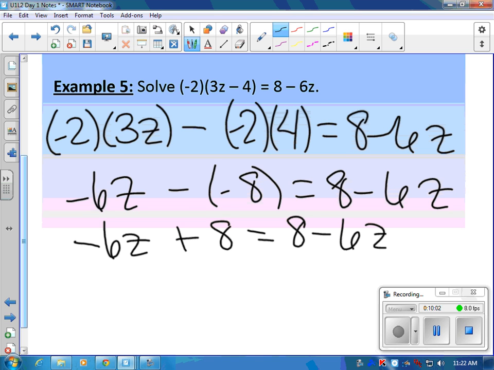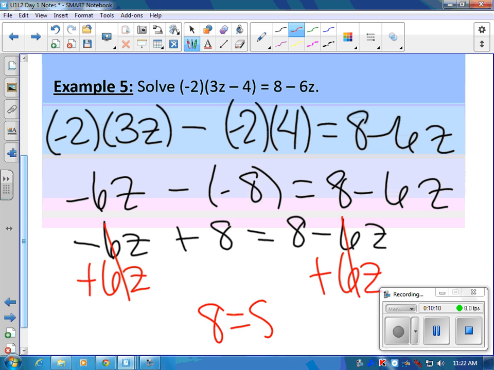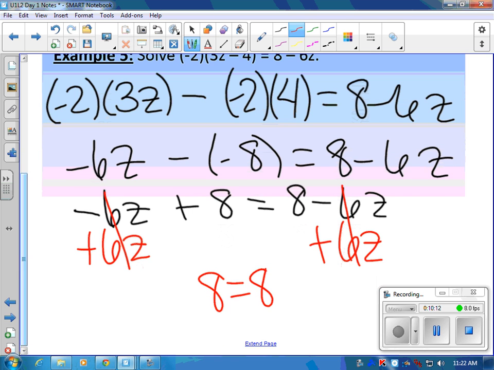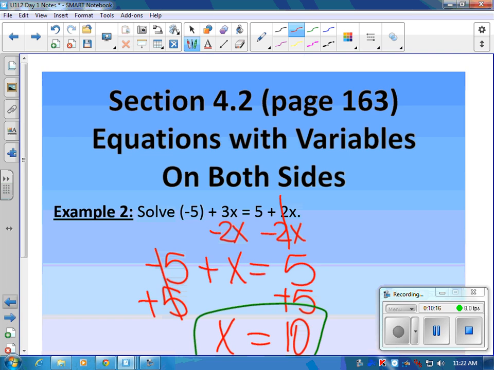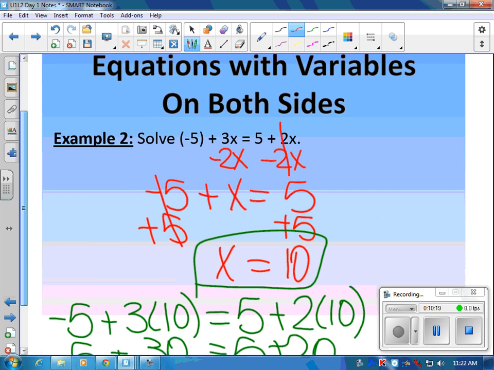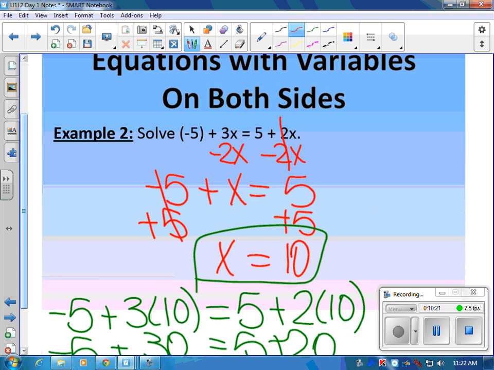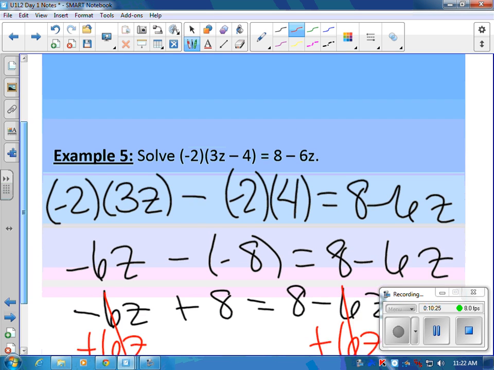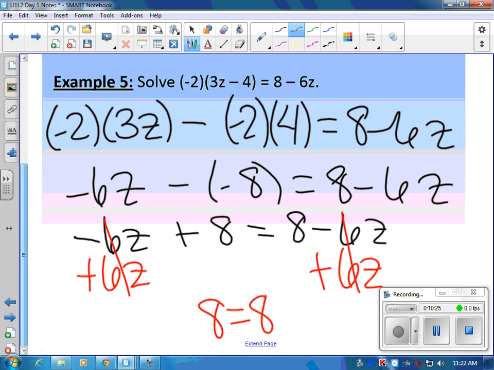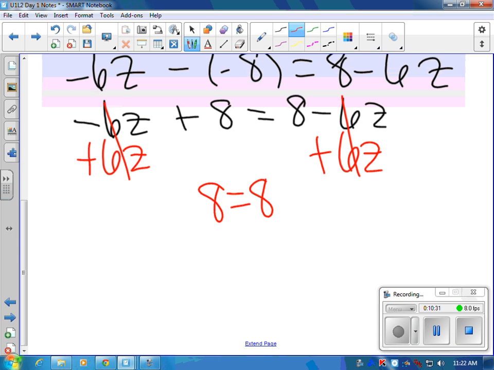All right, so let's again add 6z to both sides. So this does not look the same as the other equation did. In that equation, I had x equals 10. I had one solution. It told me exactly what my solution was. This gives me the equation 8 equals 8. What does that mean?